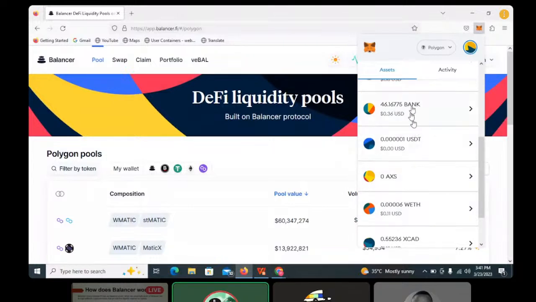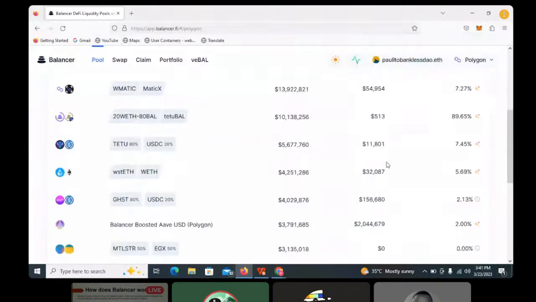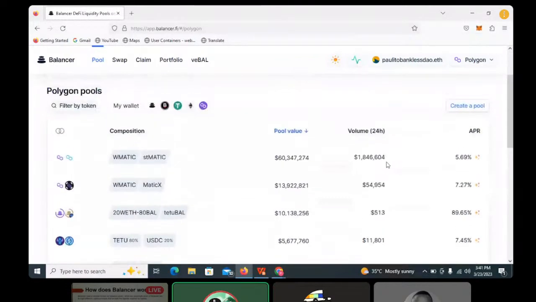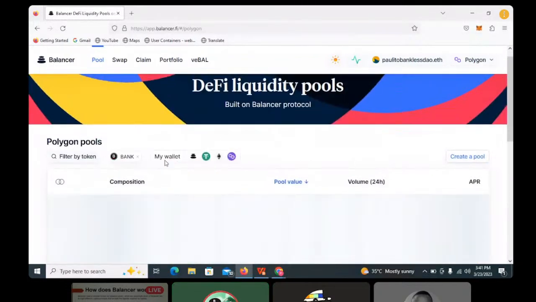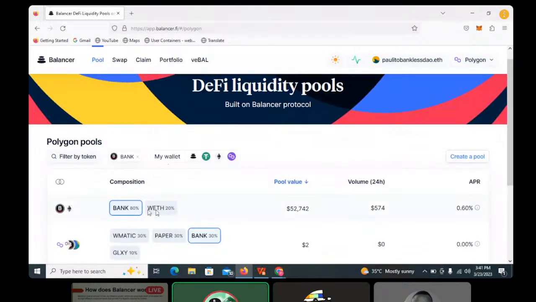So my bank is already available. You can see that this is my bank. This is what I want to invest. Then this is my wrapped Ethereum. You have to make sure that both of them are available in your wallet before you invest. After confirming that, you need to locate the pool, bank against wrapped Ethereum. You can see it here. So just tap on that.